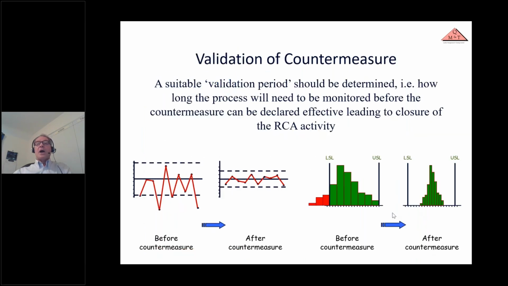When a countermeasure has been implemented, a suitable validation period should be determined, i.e., how long the process will need to be monitored before the countermeasure can be declared effective and the RCA activity closed. Before and after measures of some sort are expected here, not necessarily in the form of data or charts, as I've illustrated on the screen. It might be before and after photographs.